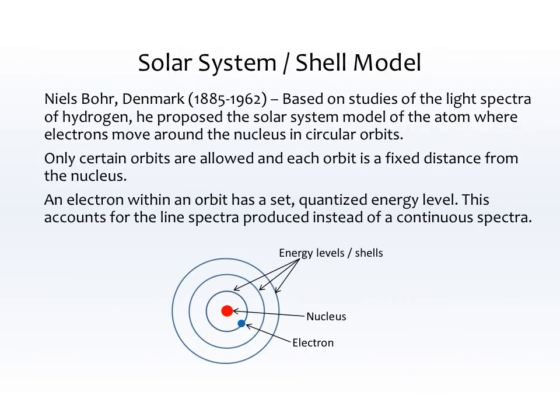So all of this information was put together by Niels Bohr, who is from Denmark, and he proposed the solar system model of the atom, where electrons move around the nucleus in circular orbits, such as the nucleus is the sun and the electrons are orbiting like planets around. He said that only certain orbits are allowed, and each orbit is a fixed distance from the nucleus, just like a planetary orbit. This is also called the shell model, so there's several energy levels or shells outside the nucleus. He says that an electron within an orbit has a set quantized energy level, the energy can't change, and this accounts for the line spectra produced instead of a continuous spectra.